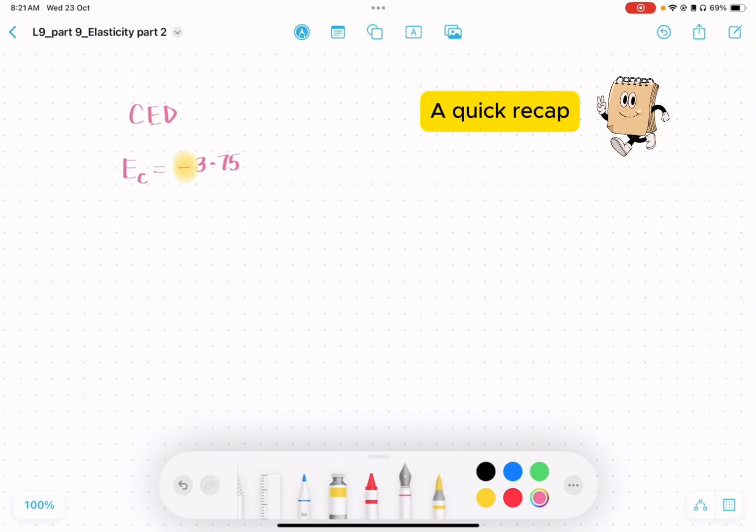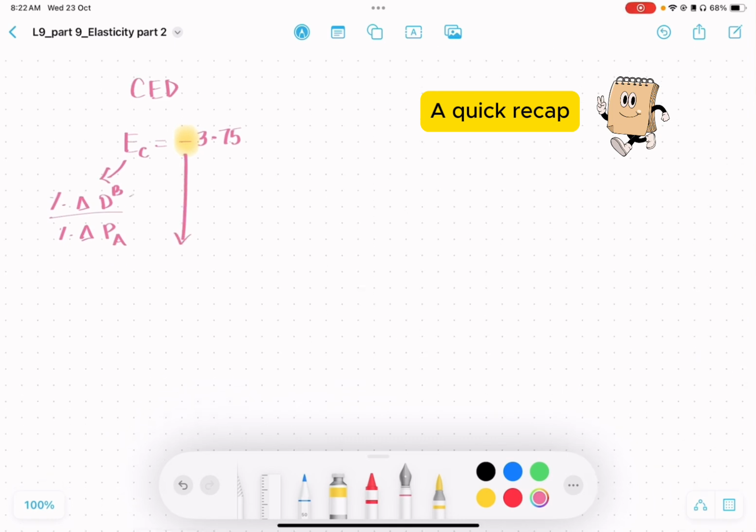Because remember, the formula for the cross elasticity of demand is percentage change in demand for good B due to percentage change in price of good A. Okay, so first we want to figure out what is the relationship between two goods, right? And we know that the minus sign tells me that this and this are moving in opposite directions. So when price, let's say, falls, demand for this particular good actually increases.